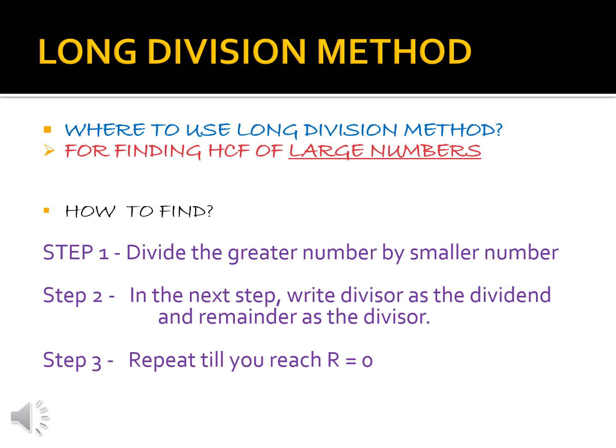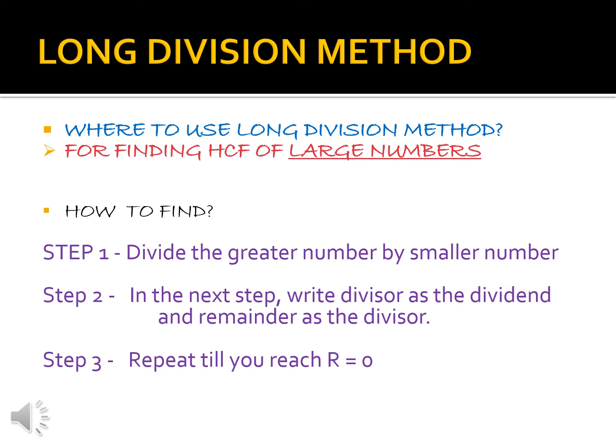Divide the greater number by the smaller number. So if you are having two numbers, first of all, you have to select the smaller number as the divisor and the greater number as the dividend. So we perform division, but the division that you performed till now is the same as what we will do here, but it has a multiple division system, as you will see in the further example.